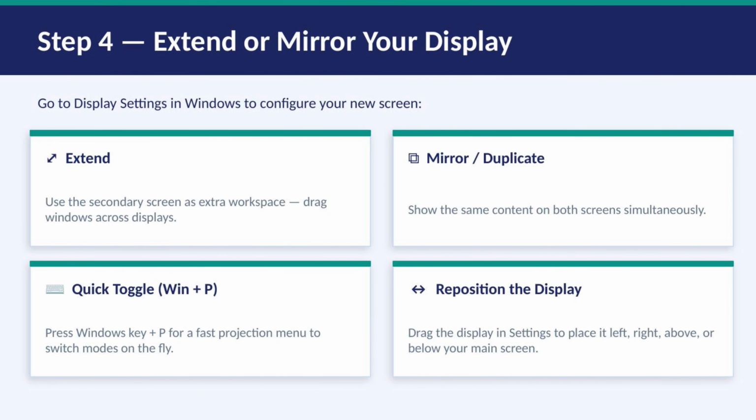Detailed method: right-click on your desktop and select Display Settings. Scroll down to Multiple Displays. Choose Extend these displays from the drop-down menu. You can also drag and position the virtual monitors to match your physical setup.